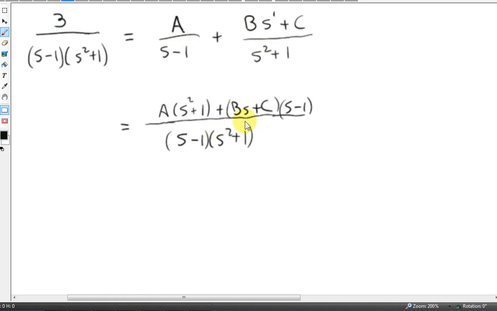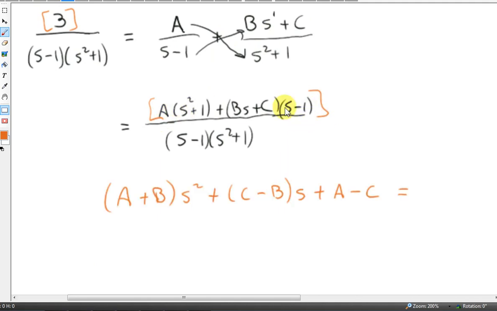So we add these together to get our single fraction. So that involves multiplying a by s squared plus 1 and s minus 1 by bs plus c. And of course the numerators have to be the same, so 3 must equal everything up here.